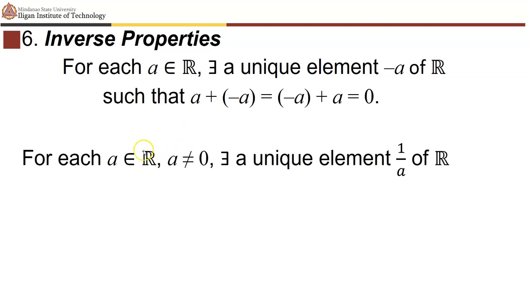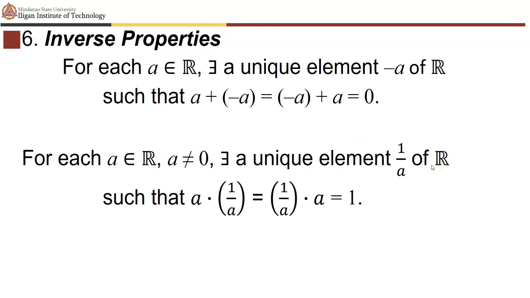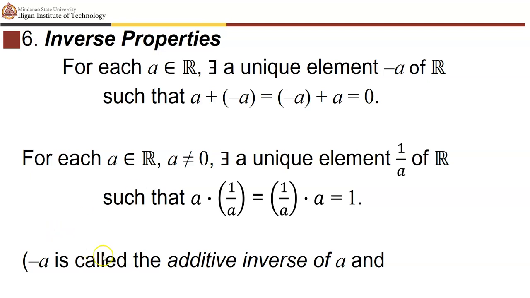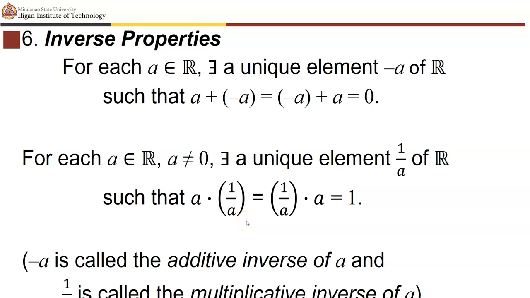For each A element of R, A not equal to 0, there exists a unique element 1 over A of R, such that when you multiply 1 over A to A, you come up with 1. So this unique element is called your multiplicative inverse. A should not be equal to 0 to have a multiplicative inverse. So negative A is called the additive inverse of A, and 1 over A is called the multiplicative inverse of A.